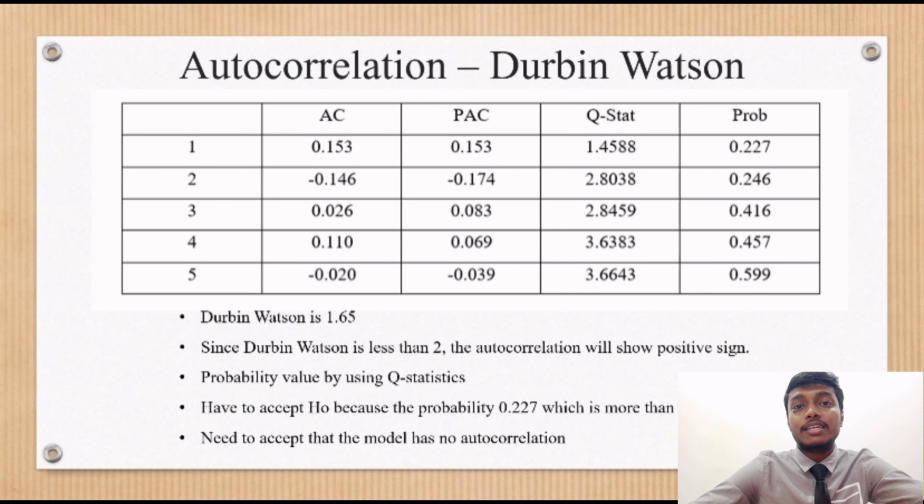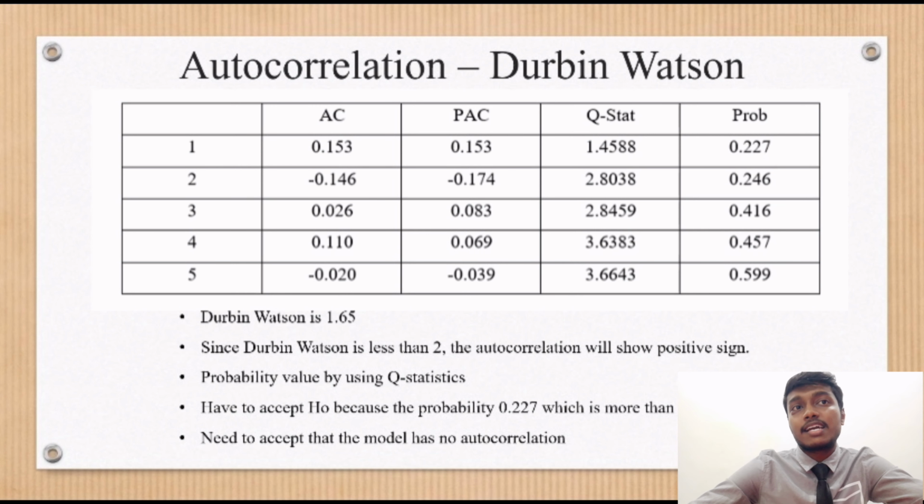To handle autocorrelation, we need to know the detection and the removal of autocorrelation in a regression model. As we know, the range of Durbin-Watson is 0 to 4. If Durbin-Watson is equal to 2, it means there is no autocorrelation. If Durbin-Watson is less than 2, it shows positive autocorrelation. If Durbin-Watson is greater than 2, it shows negative autocorrelation. In our case, Durbin-Watson is 1.65. Since Durbin-Watson is less than 2, the autocorrelation will show a positive sign.